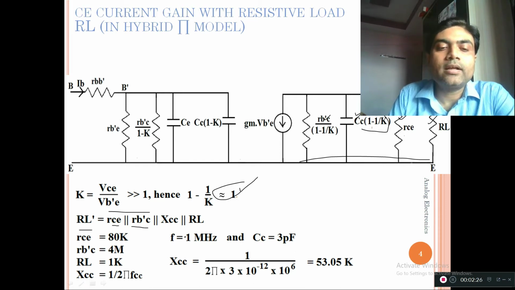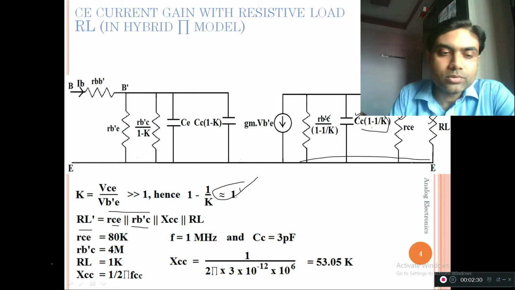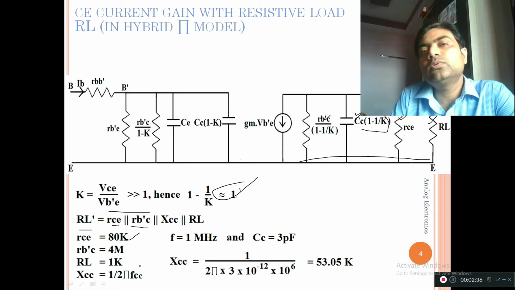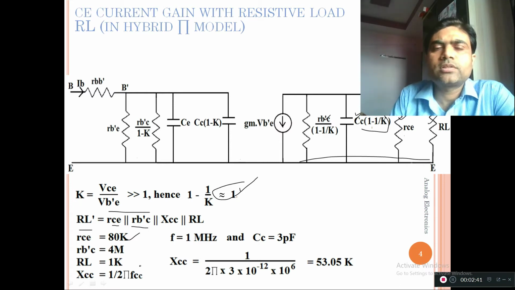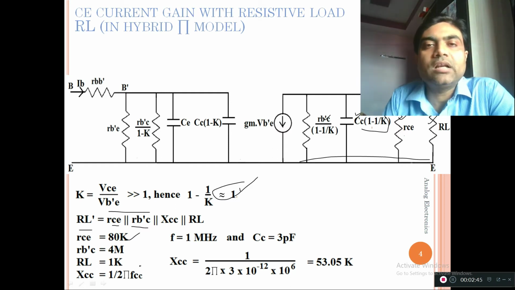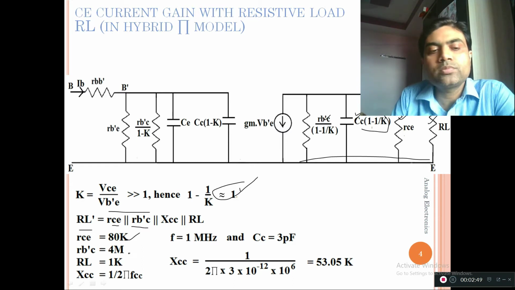RL is the load resistance, and we are assuming the load resistance as 1 kilo ohm. RC is nothing but 80 kilo ohms. From where does this value come? From the standard values that we already discussed in the first lecture of this high frequency amplifier series; you can go through it and note down the values of the particular elements. So RC is 80K, RB'C is 4 mega ohms, and RL is 1 kilo ohm. Here we are taking the value of RL as 1 kilo ohm.